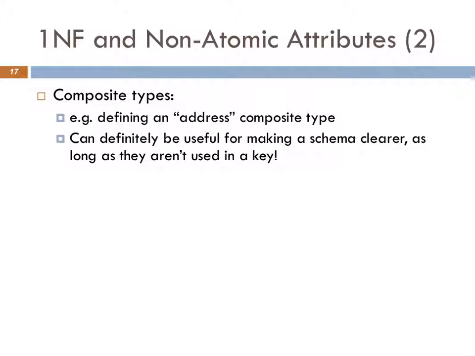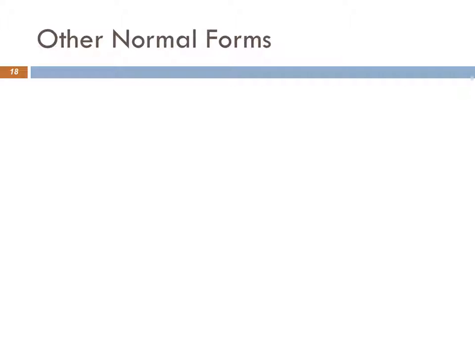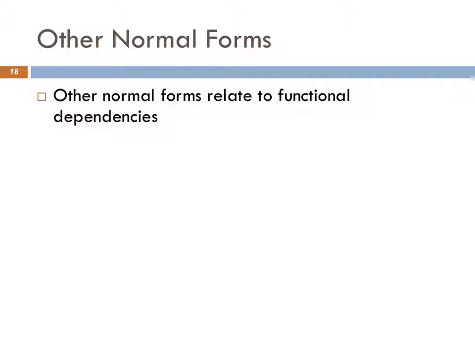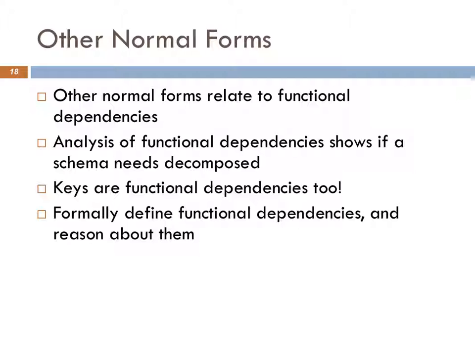Okay, so composite types, address, and so on, multi-valued, yeah. We'll talk about that more in the future, but you can look at that later if you want. Okay, other normal forms. These forms use functional dependencies. So basically, we can use functional dependencies informed by what we're modeling, and we can use the schema design to decide if a particular schema needs to be decomposed. And keys are also a functional dependency.